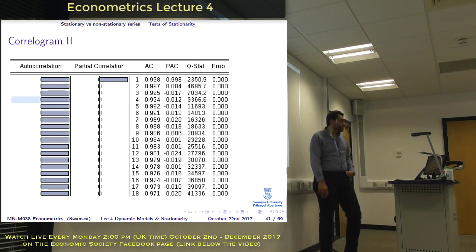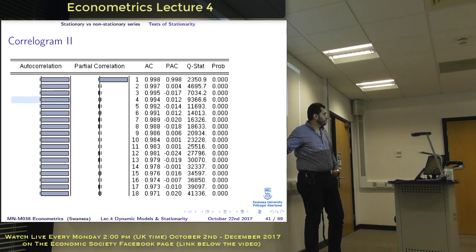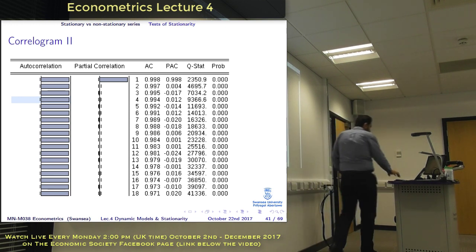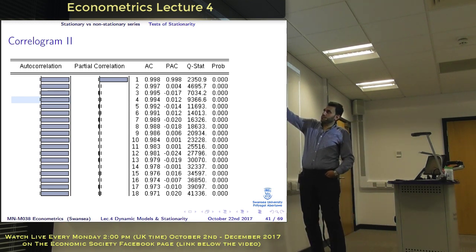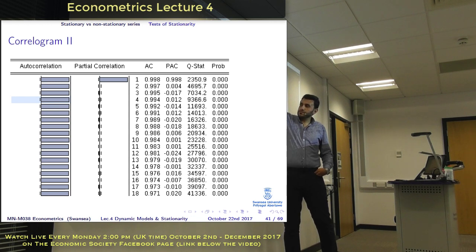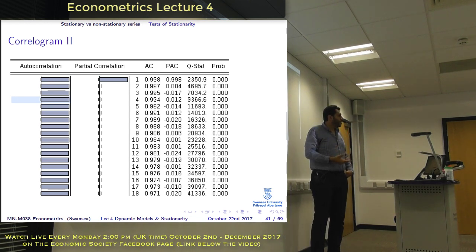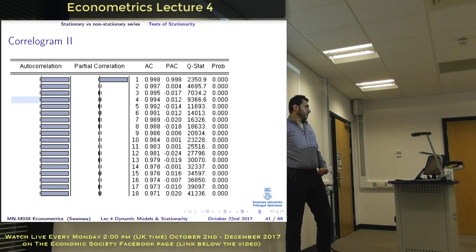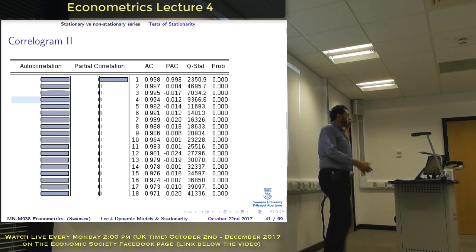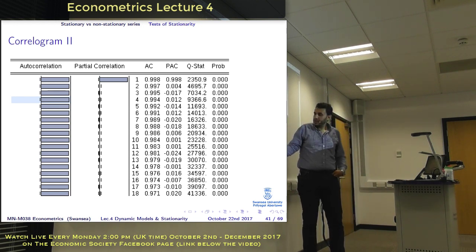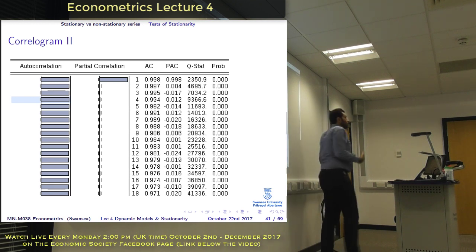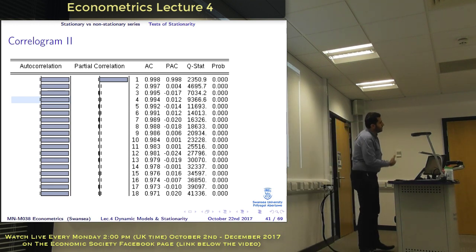So this is the correlogram for the exchange rate series that I just showed you. If we ignore the partial autocorrelation function for now and look at the autocorrelation function, the idea is how fast or slow it decays over time. What I'm showing you is up to 18 lags, and it is a very, very slow decay. It doesn't decay quickly. Again, this gives you an indication this is a non-stationary time series.